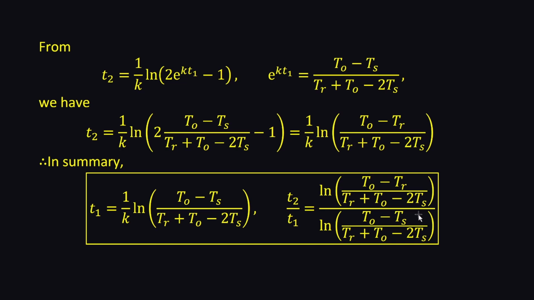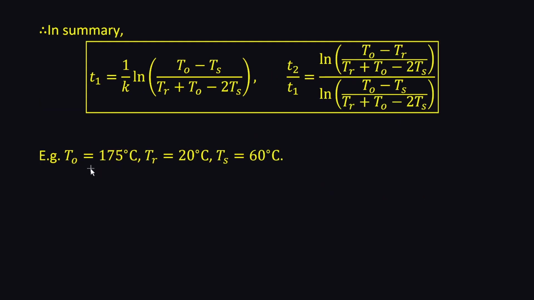This concludes the solution to our problem. Now we know how to time the placements of the two pies so that they both reach the same serving temperature at the same time. Let's plug in some actual numbers to see what they look like. For example, let's use the following data. Suppose that the oven temperature is 175 degrees Celsius, the room temperature is set to be 20 degrees Celsius, and the serving temperature is set to be 60 degrees Celsius.